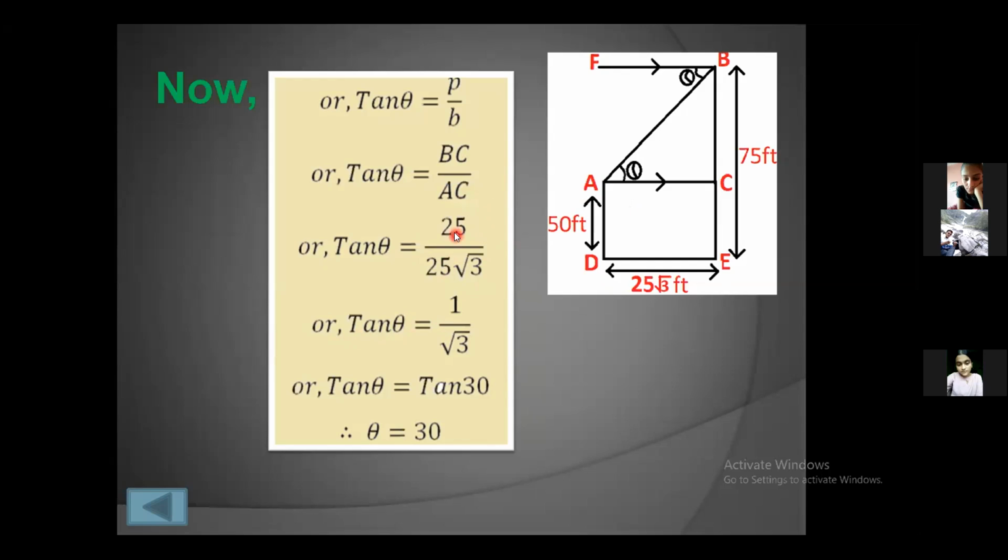So tan theta is equal to 25 over 25 root 3. 25 cancels out, and here remains 1, so tan theta is equal to 1 by root 3, which means tan 30. It is the formula, and tan cancels out, therefore theta is equal to 30 degrees. Hence the angle of depression is 30 degrees.